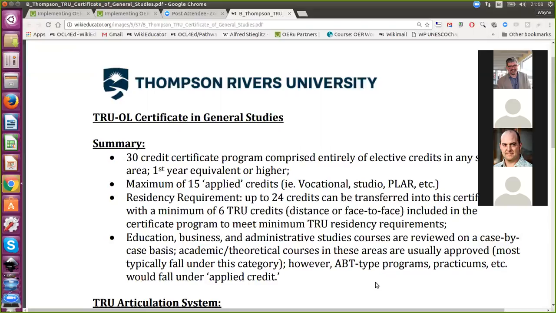This is an arts program, so it comes through the Faculty of Arts, which is one of the programs that I adjudicate. We do, however, accept credits from courses that are taken within other disciplines, such as education, business, administrative studies. Now, what's up here says those courses are reviewed on a case-by-case basis, which is true. For the most part, many of the courses have already been articulated through the robust articulation system that we already have in British Columbia.